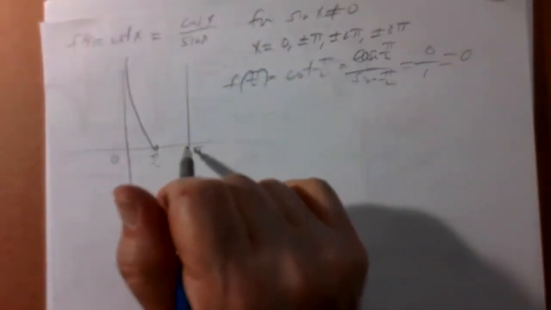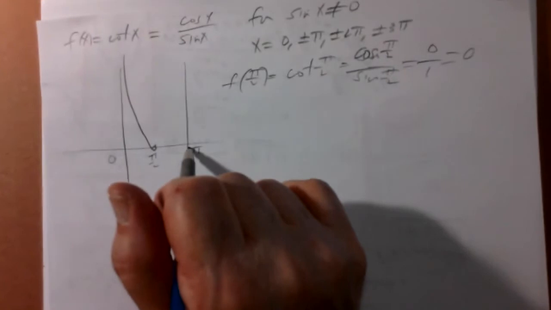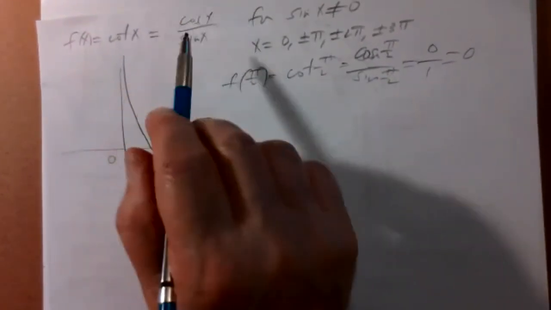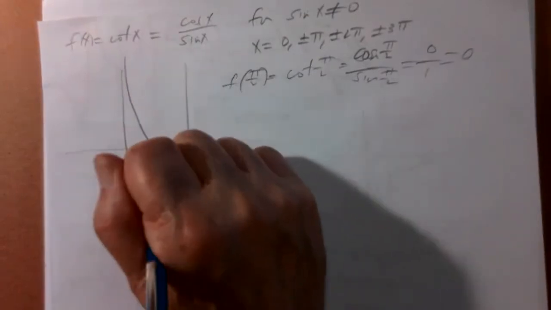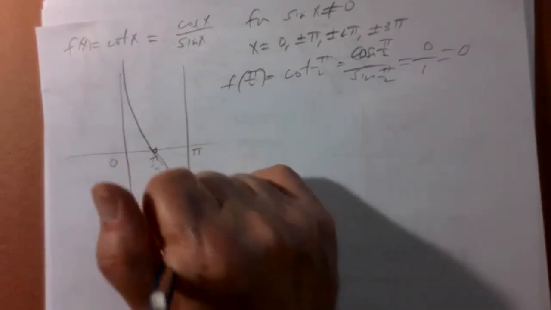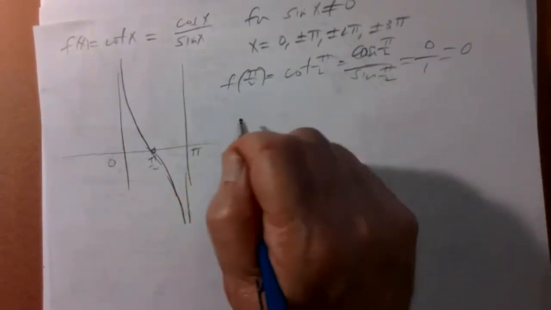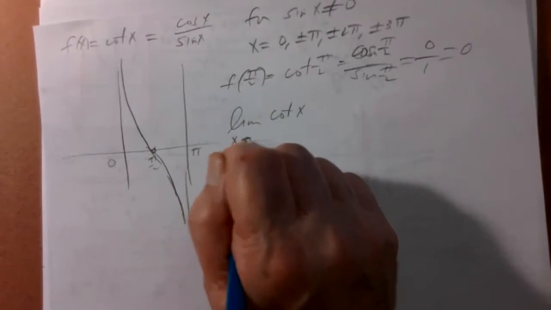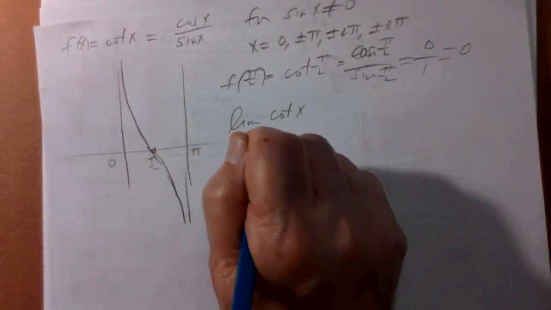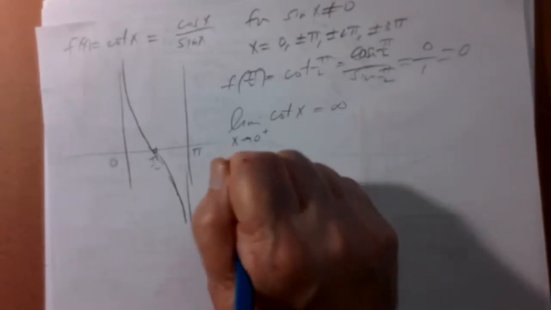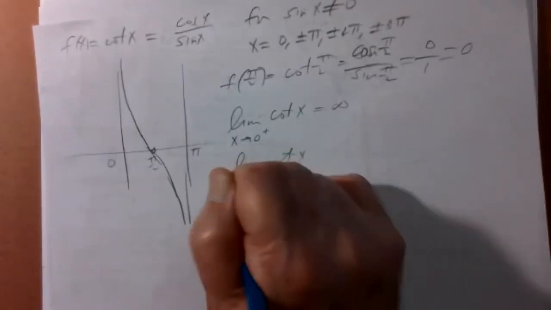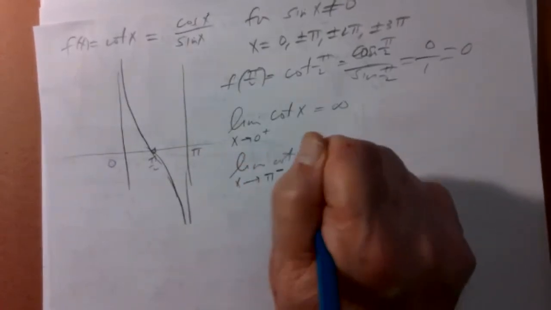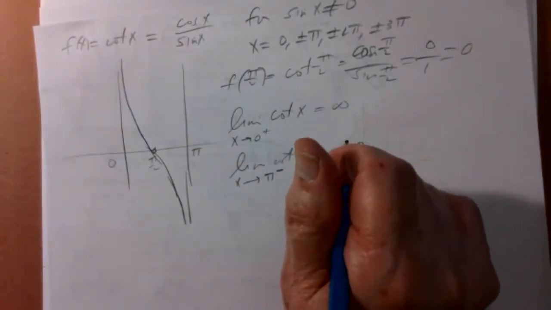When x is between pi over 2 and pi, that's in the second quadrant, the cosine is negative, but the sine is positive. So this is always negative. And the denominator is going to 0. So this is going to minus infinity. So the limit of cotangent of x as x approaches 0 from the right is infinity. The limit of cotangent x as x approaches pi from the left is minus infinity.